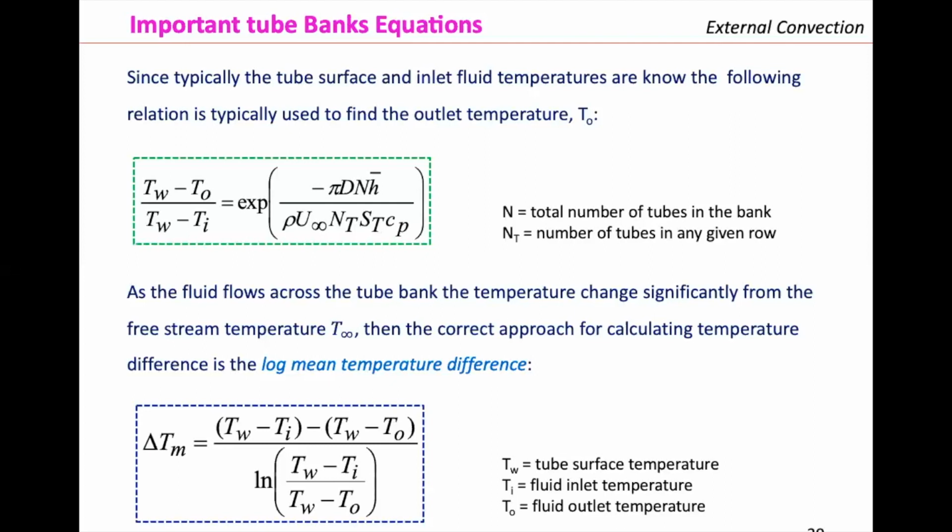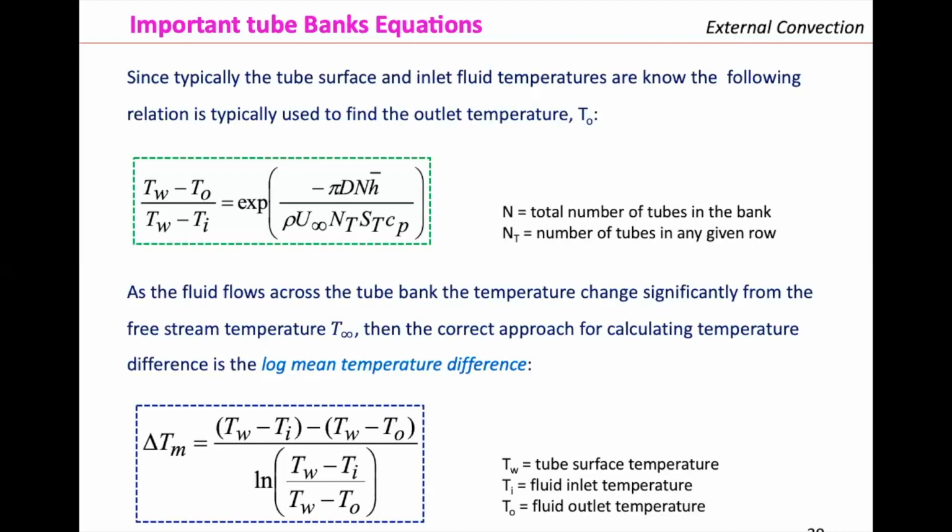Very important to have in mind at this point, and we will carry this equation until heat exchangers, is that as the fluid flows across the bank, the temperature changes significantly from the free stream temperature. Then the correct approach for calculating the temperature differences in banks and in heat exchangers is the log mean temperature difference. You cannot just make an average. You cannot just say T initial plus T outlet divided by 2.